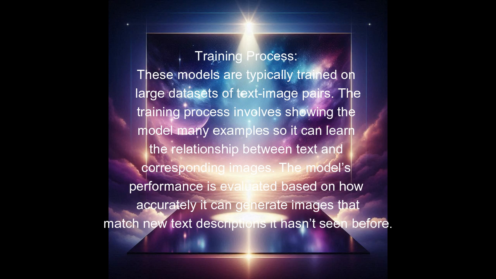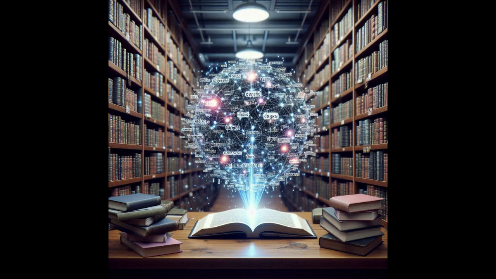Training process. These models are typically trained on large datasets of text-image pairs. The training process involves showing the model many examples so it can learn the relationship between text and corresponding images. The model's performance is evaluated based on how accurately it can generate images that match new text descriptions it hasn't seen before. Picture a large library filled with books.